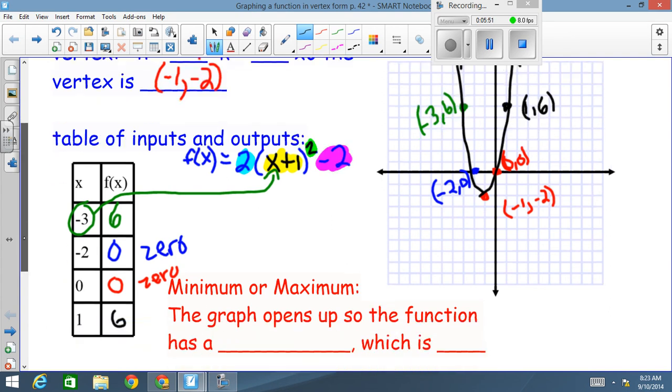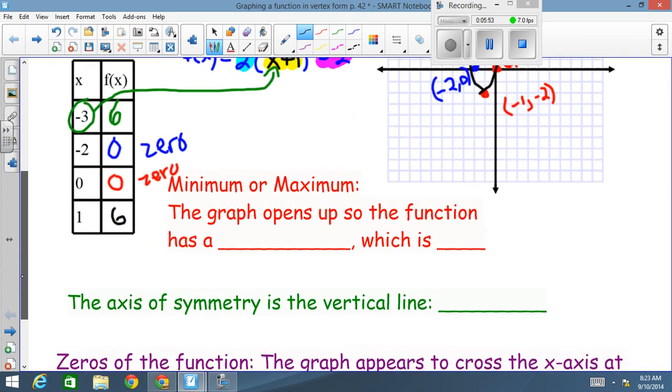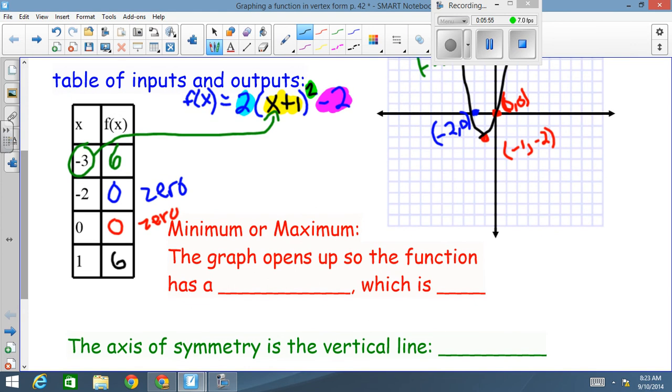All right, so we went ahead and graphed those points. Now, if the graph opens up, like the one we have here, a smiley face, the function has a minimum. That's the bottom of the valley. And the minimum here is the point -1, -2, which happens to be our vertex. So with quadratics, your maximum or your minimum is always going to be your vertex.